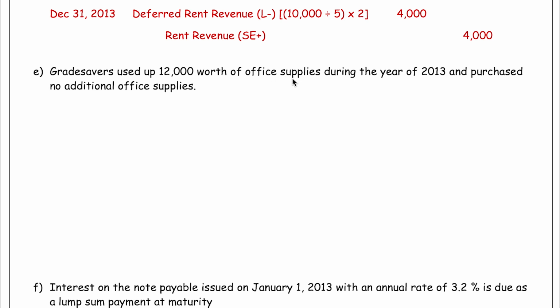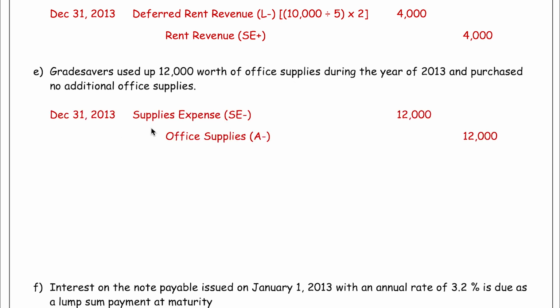Whenever an asset is used up, the idea is to expense the asset. So the entry is going to involve a debit to supplies expense for an amount of $12,000 and a credit to office supplies, which is an asset, also for $12,000. We debit the expense account because expenses lower the value of equity, and we credit the asset because assets decrease in value by a credit entry.